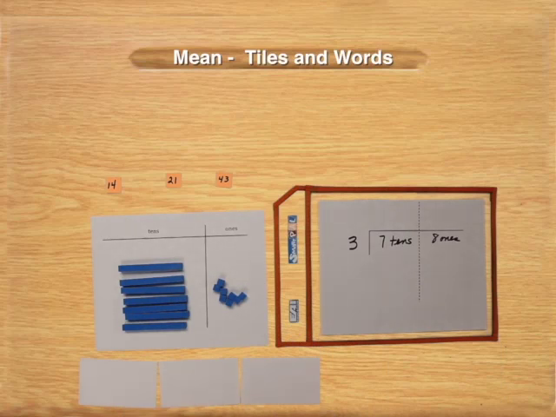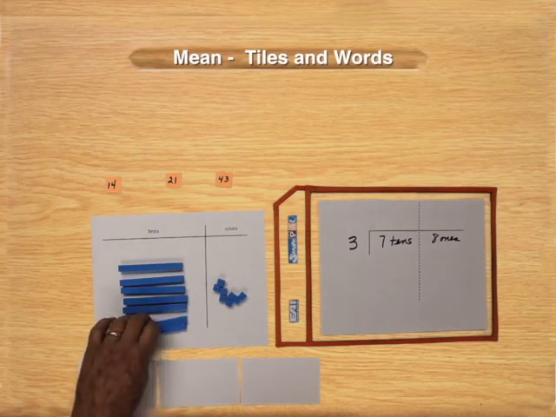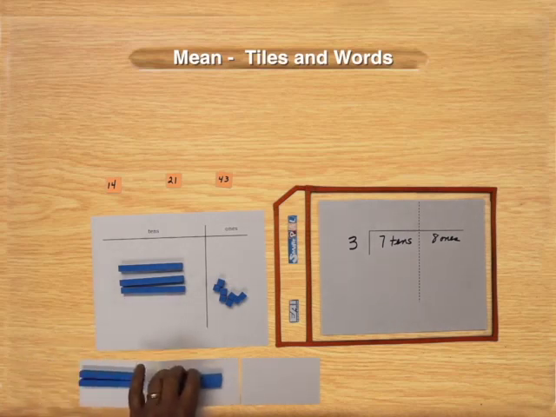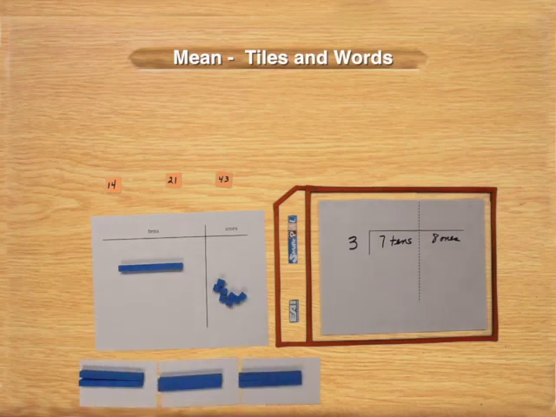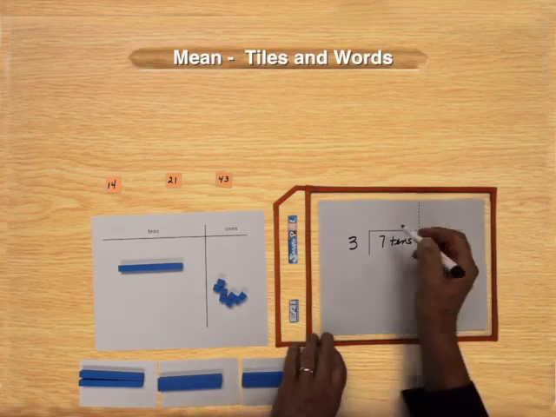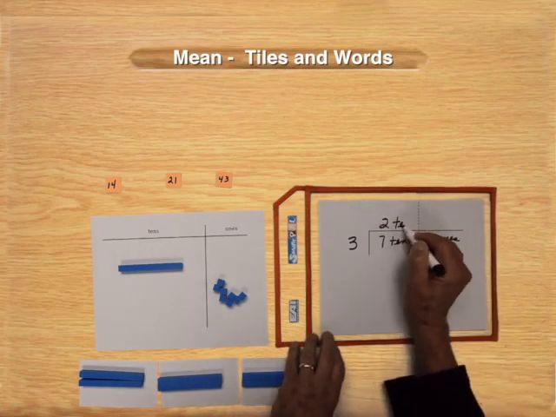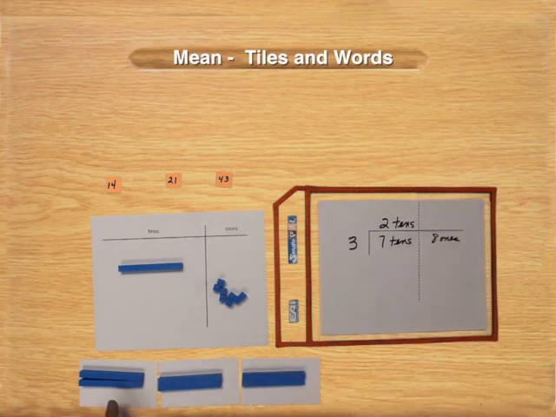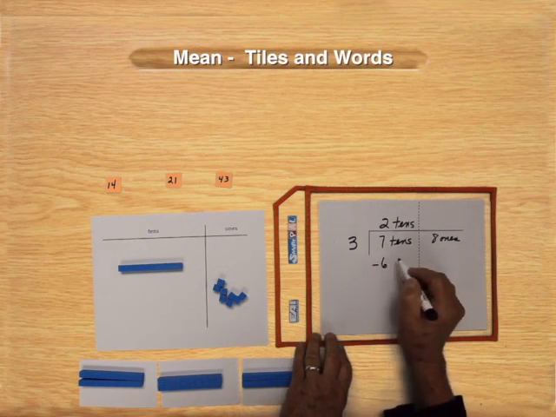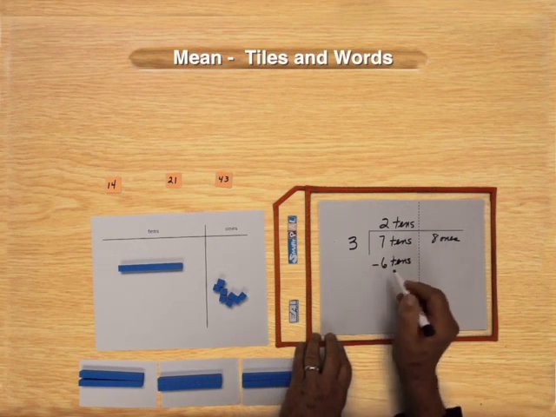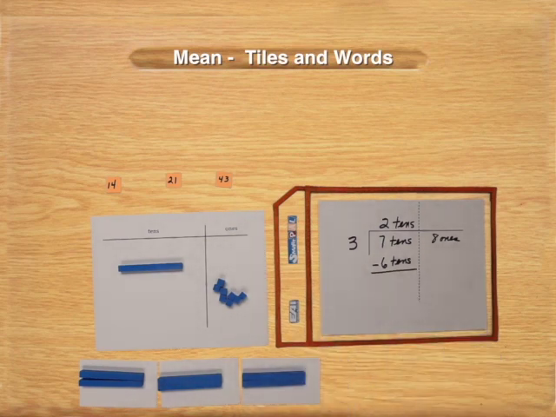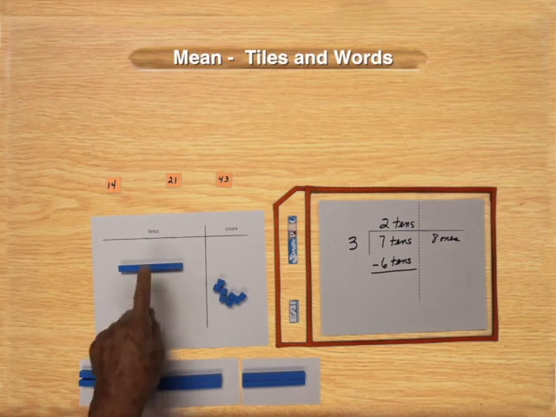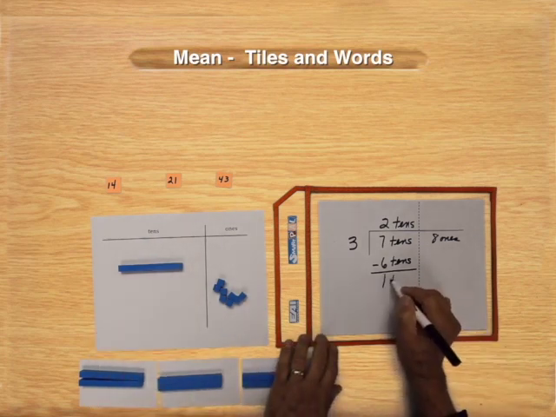So let's share the tens first. Well, we can put 2 tens on each card, or we can put 20 bottles in each box. So each box gets 2 tens. We've used up 1, 2, 3, 4, 5, 6 of our tens. So in our recording, we have to subtract 6 tens because we do not have those tens on the mat anymore. That leaves us with 1 ten. So let's record that.